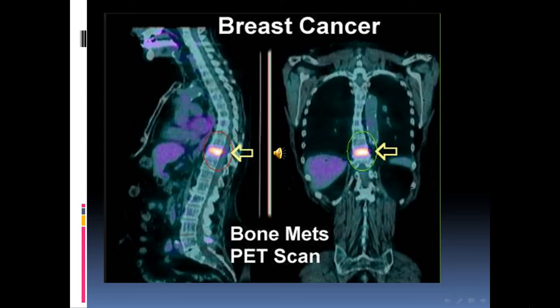A more advanced imaging is what we call PET CT scan. This will help us with the diagnosis of bone metastasis, as there is uptake in the abnormal part of the body that contains the malignancy. You can see in this patient with breast cancer, there is a high uptake, seen in the circle on both coronal and sagittal views. The coronal view is on the right side, the sagittal section on the left side. So this represents metastasis.